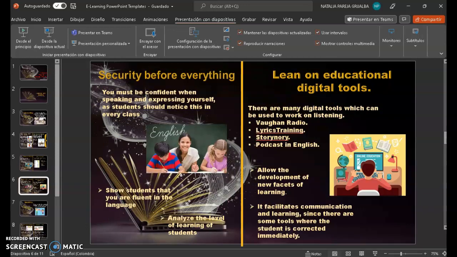In the next slide, we have security. First of all, if we are not certain teachers of what we are doing, the class will not take place. Then we see that there are thousands of tools which teachers and students and other persons can use, and learning is very effective.